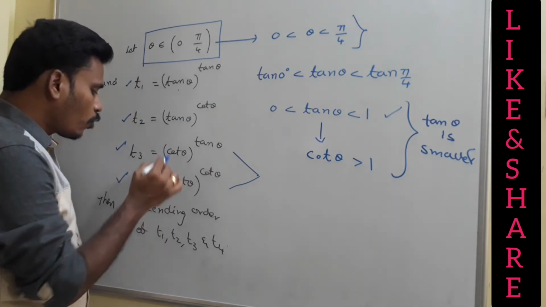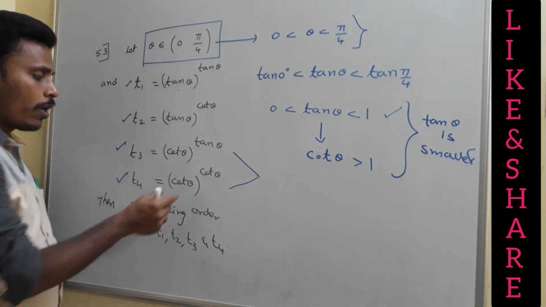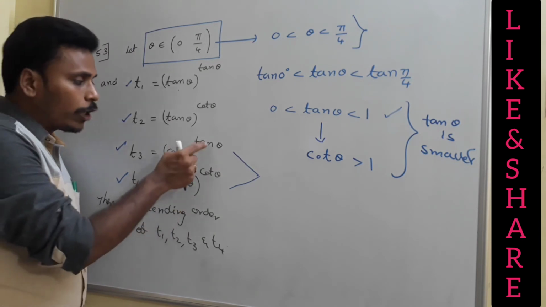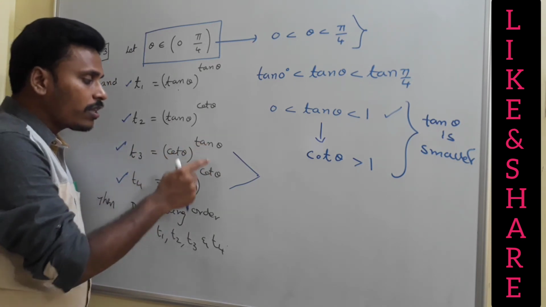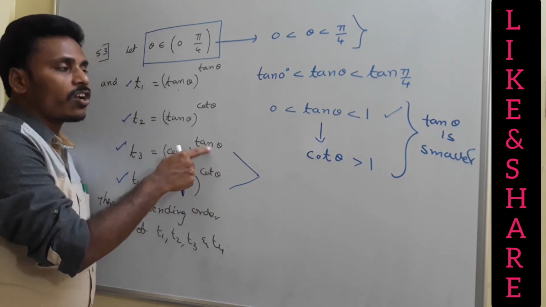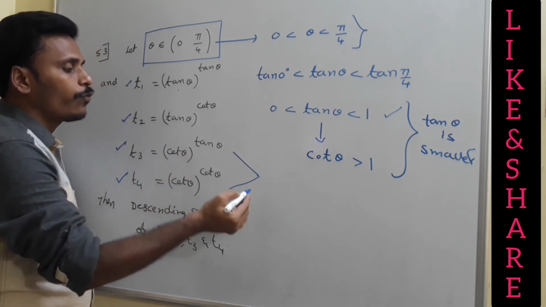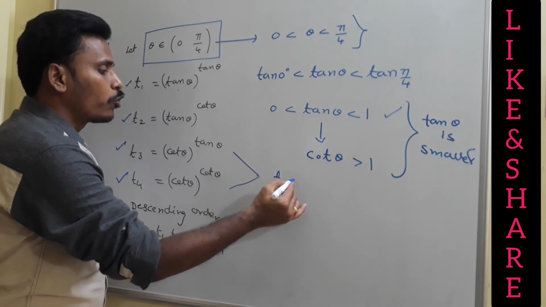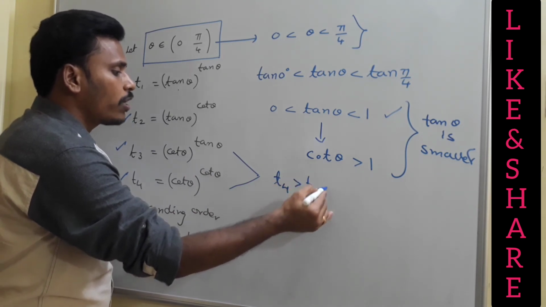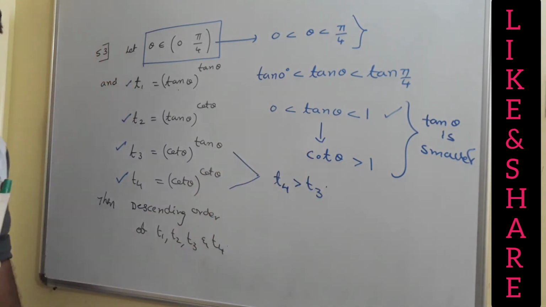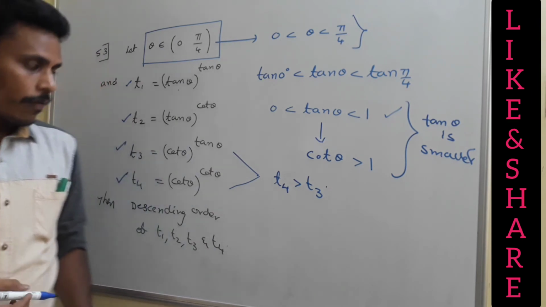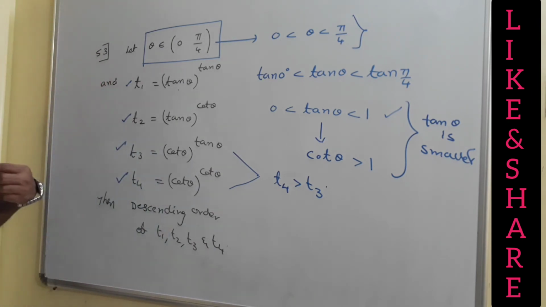And now, if you look at this T3 and T4, the base is the same. You need to think about the powers. Among these powers, again tan theta is smaller, cot theta is larger. So the largest power will give you the largest value. From those two, it is clear that T4 is greater than T3.